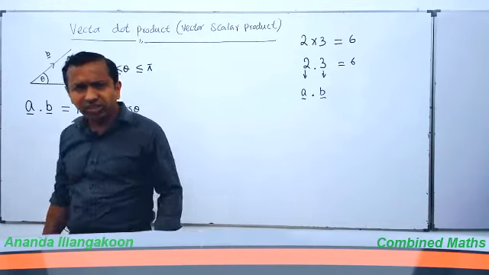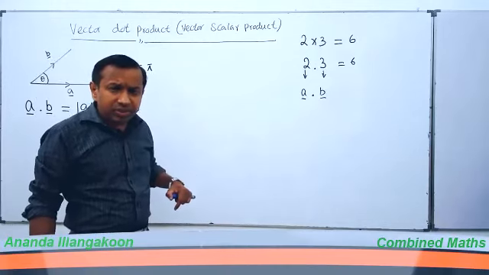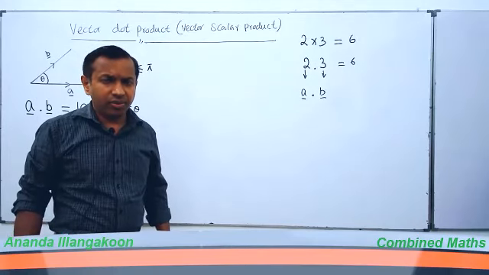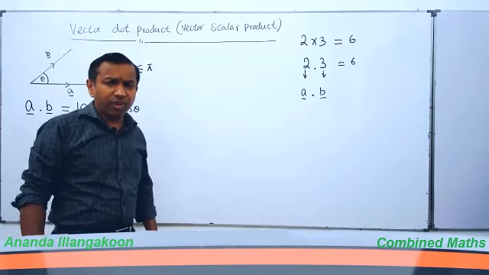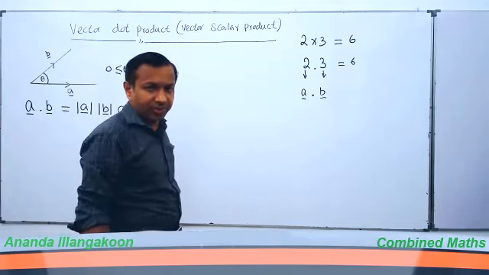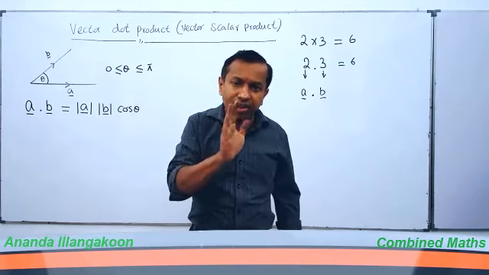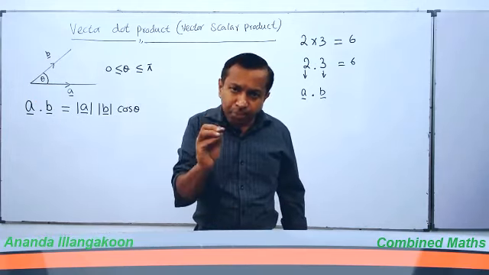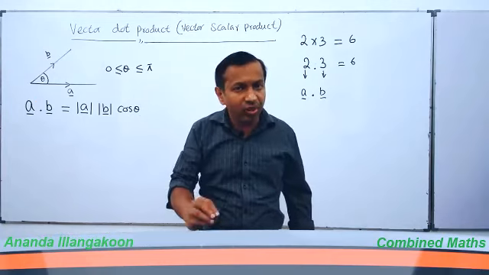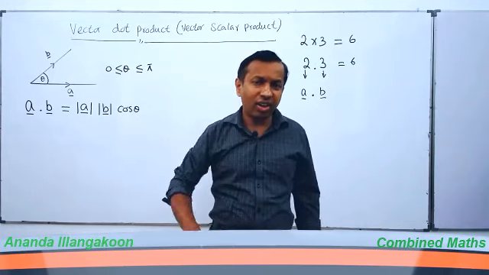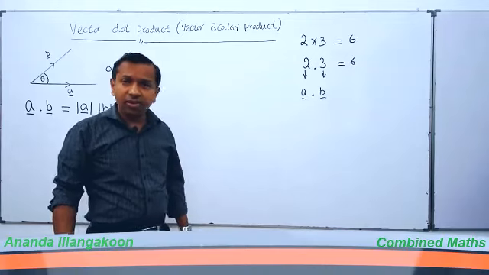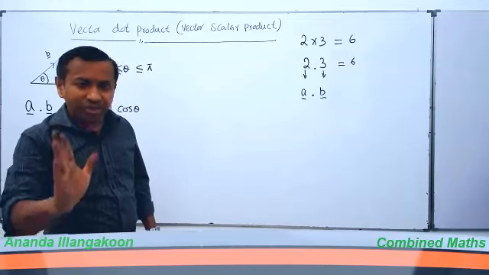Then you might see over there that dot means 2 multiplied by 3, 6. Then why do we write like this? Remember, this is the definition. This is how we define a product called the vector dot product. Nobody can argue how it could be like that. No arguments. This is how it is defined.